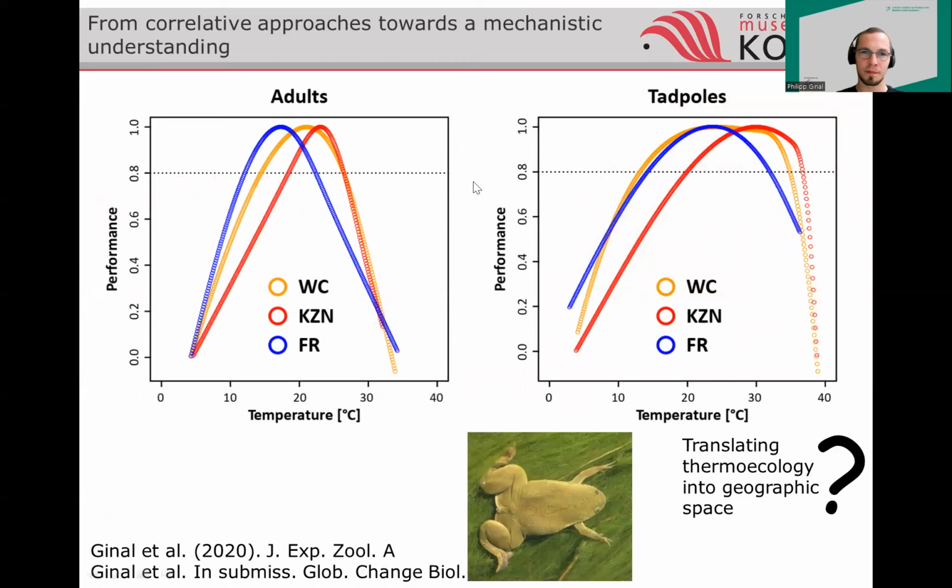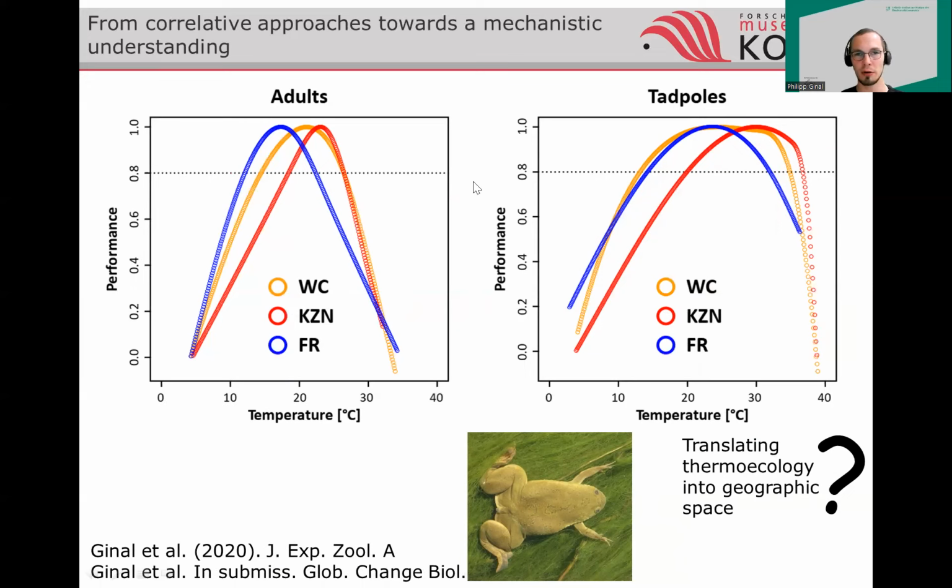Then we get these very nice performance curves where you can see the minimum, maximum, and of course the optimum. Here you can see it for adult frogs and tadpoles, which is also an advantage of mechanistic SDMs, because you can include different life history stages, which is not possible for correlative approaches. You can also include local adaptation, which is also an advantage.